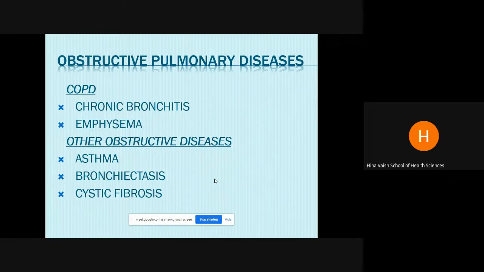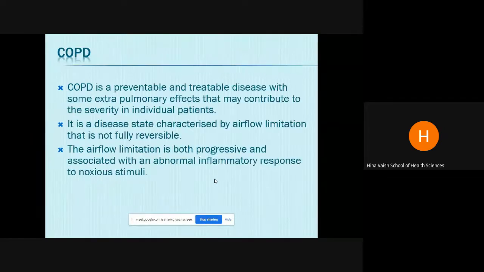So, broadly speaking, obstructive pulmonary diseases include chronic obstructive pulmonary disease, that is COPD, which includes bronchitis and emphysema, and the other obstructive conditions which we are going to study are asthma, bronchiectasis, and cystic fibrosis.